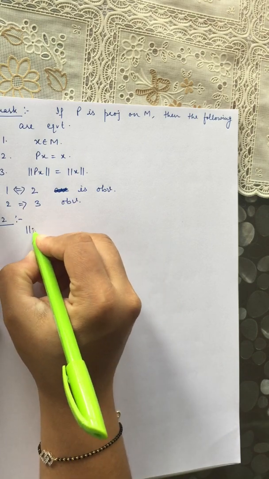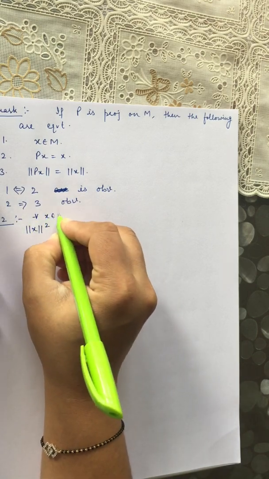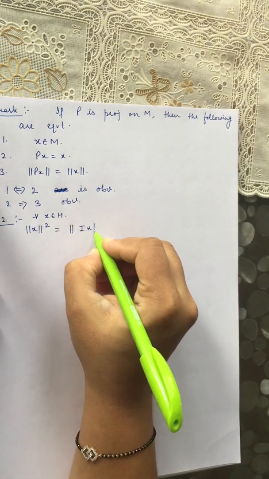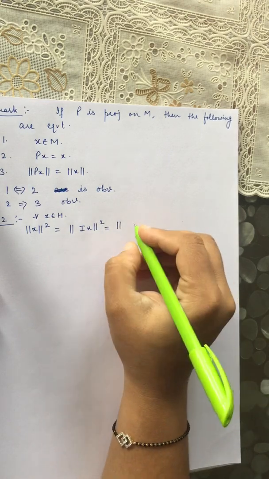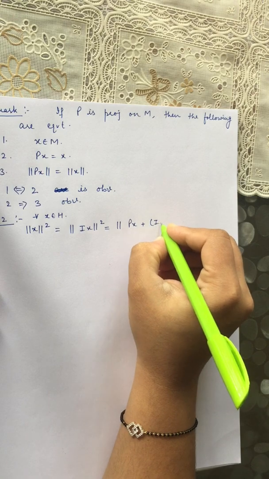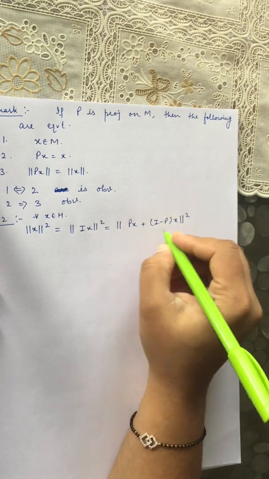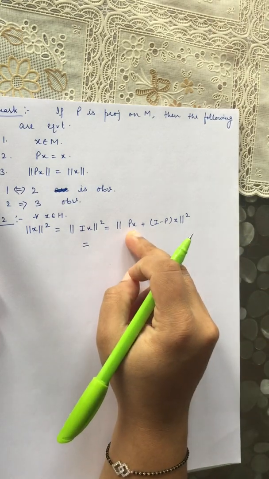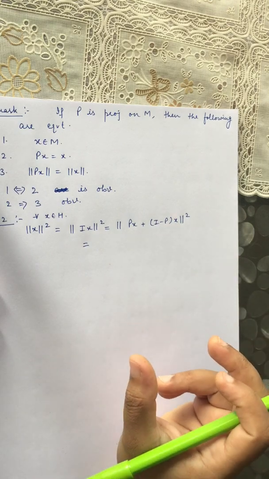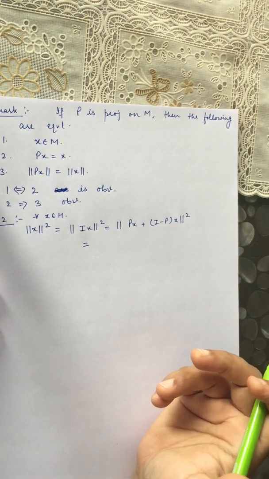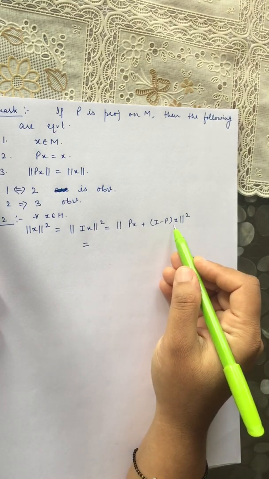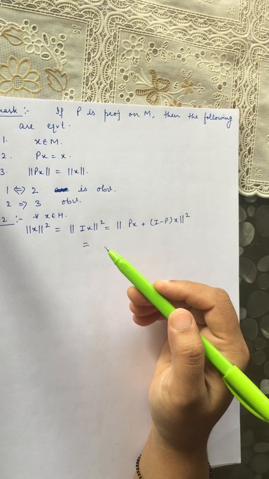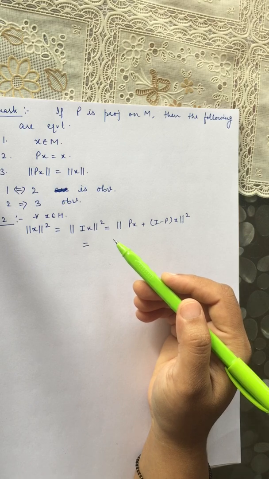We start with this. For every x in the Hilbert space H, we start with norm of x square. So norm of x square can be written as norm of Ix square, and norm of Ix square can be written as norm of Px plus I minus P x. So we are adding Px and subtracting Px in this step, and we know Px and I minus P x belong to the orthogonal spaces. Px belongs to M and I minus P x belongs to the M perp space, because we have written earlier that if P is projection on M, then I minus P is projection on M perp.